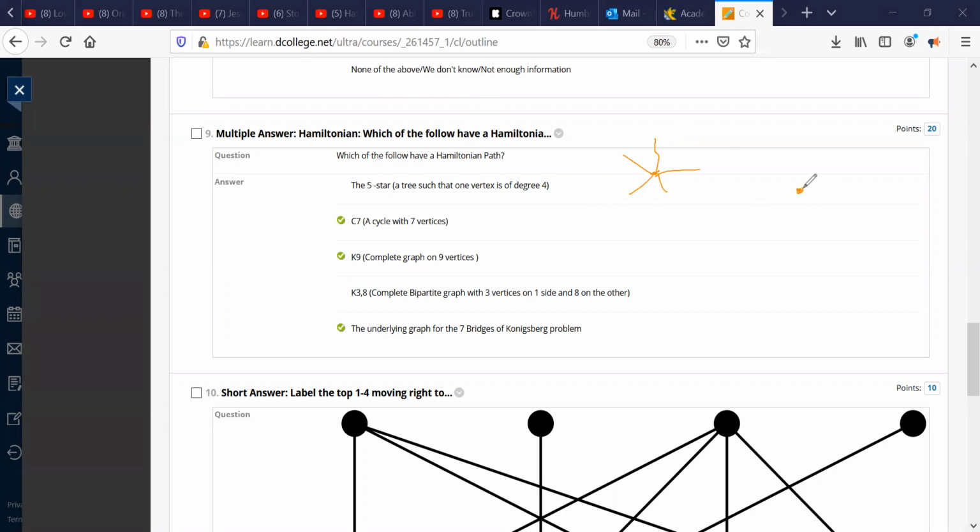Cycle is easy. I think that's actually 6, but it doesn't matter. Put an extra one there. Right there. You just go around the circle. K9, again, it's super connected, so you can just draw it in a circle and go around the circle, connecting to whatever has not yet been connected to. And then the underlying graph for the 7 Bridges of Königsberg, you can go through and actually draw that out and see that it is the case.